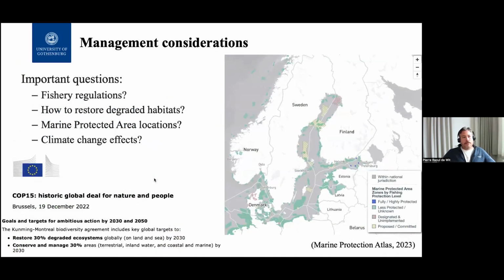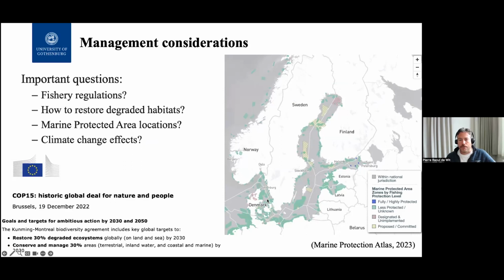Now, what about management? What do you think about when you try to manage these things, when you have this genetic information? I want to put this in the context of the Kunming-Montreal agreement, where we now have targets to protect and manage 30% of areas, including marine areas, by 2030, and also to restore degraded ecosystems by 2030. How do we go about doing that?